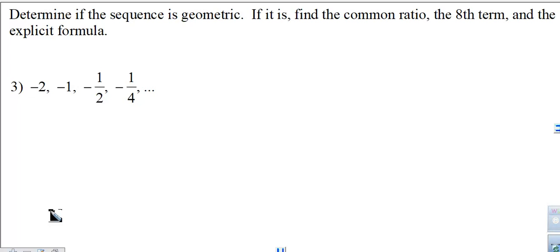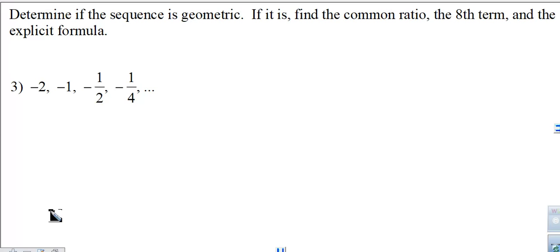I'd like to do one more of this type of problem. This particular example has fractions in it, and I've chosen this one because I'd like to remind you how to put a fraction into your calculator if you need to use the calculator. We're going to start it the same way.